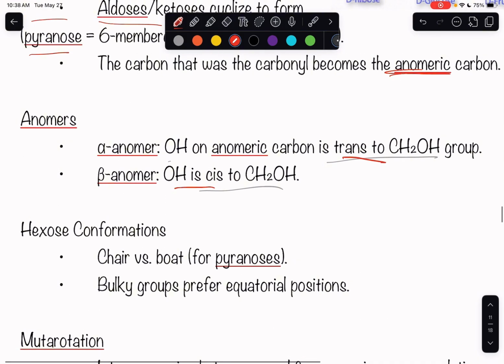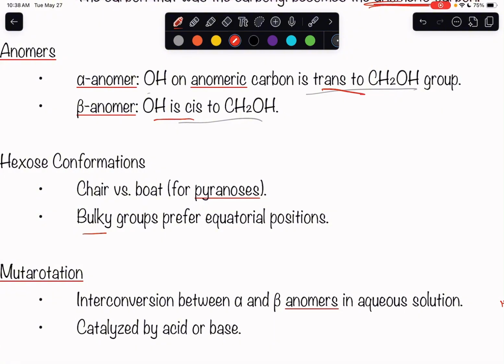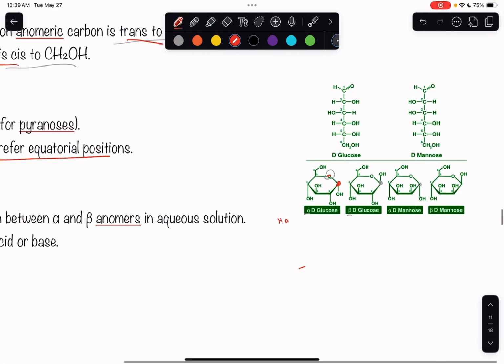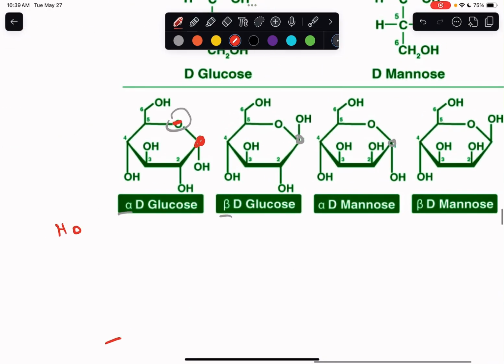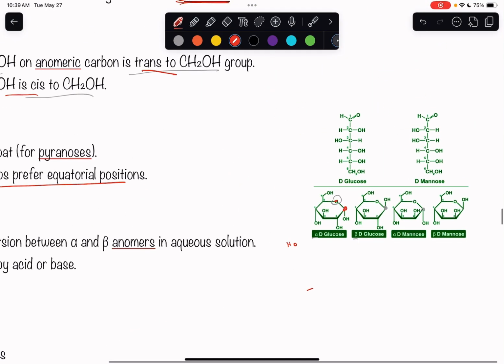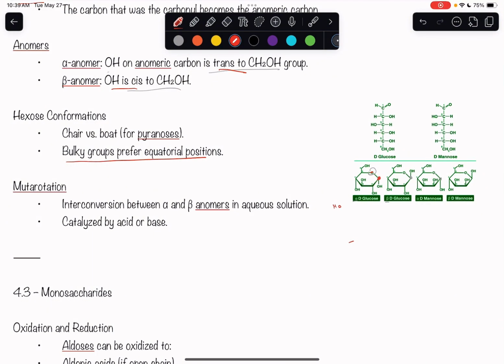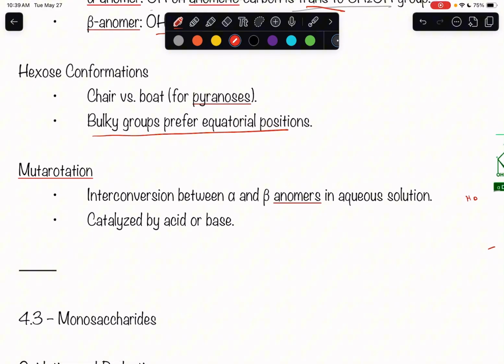So there are different conformers. You have a chair and a boat. And this is again something from Orgo 1: bulky groups prefer equatorial positions. I will say the Haworth projection is what you're probably going to see more. Chair is a little common as well, but we like the Haworth projection a lot more. And then mutarotation is going to be the interconversion between alpha and beta in aqueous solutions. So you can change from alpha to beta, and it is going to be catalyzed by acids or bases.